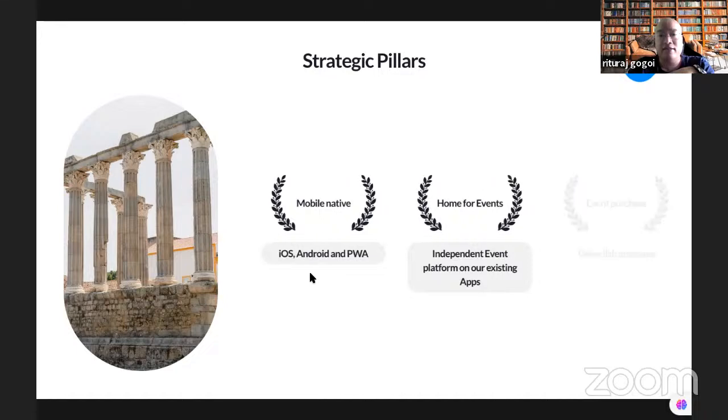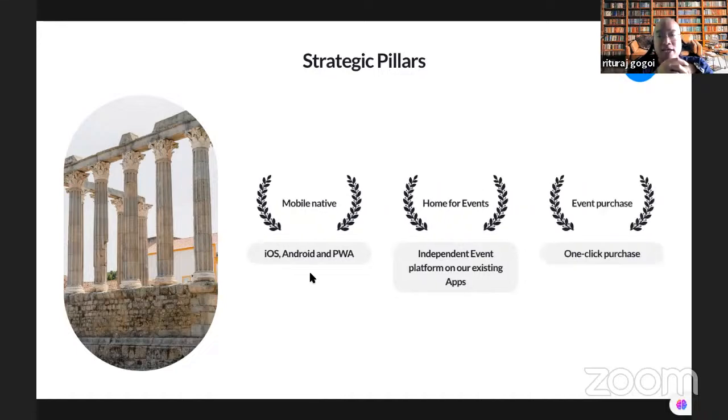Okay. And the final strategic pillar that we had was that we wanted to really, really make it easy to purchase an event, whether it's a paid event or a free event. We wanted to really optimize that process.